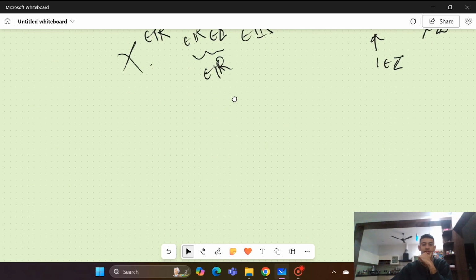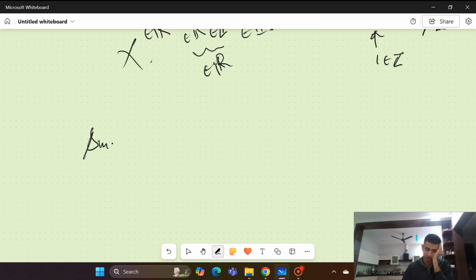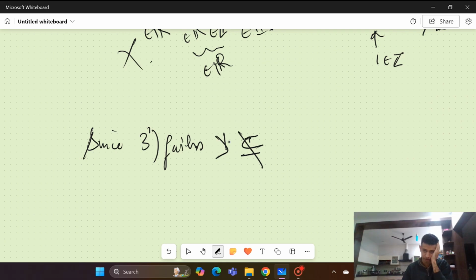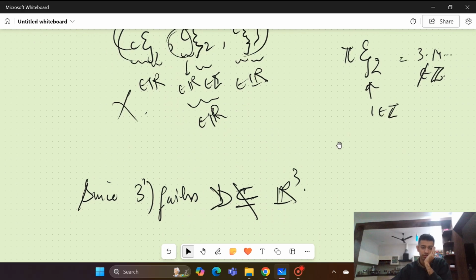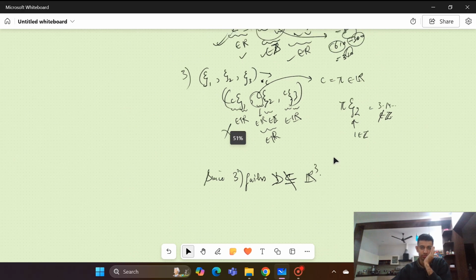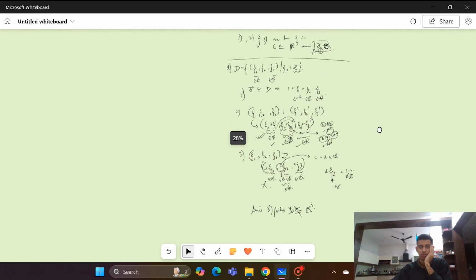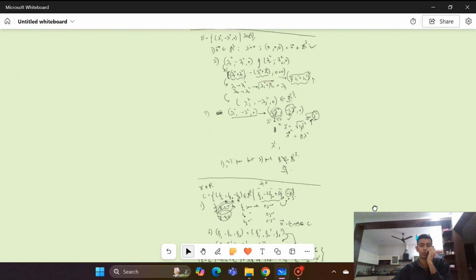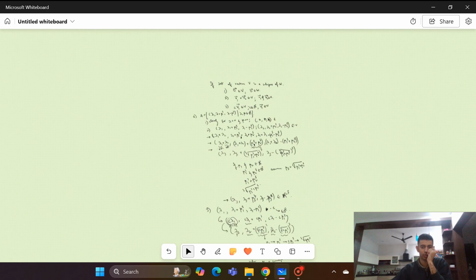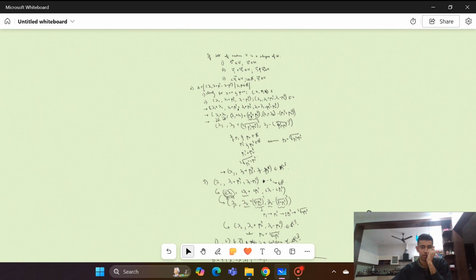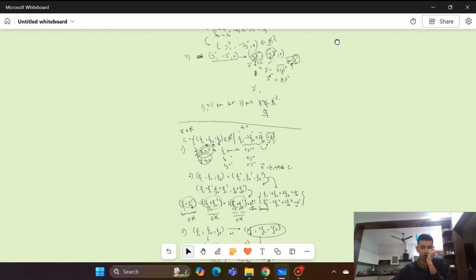And so you can say since condition 3 fails, D is not a subspace of R cube. And this is really all you need to know. We've done quite some work here. I hope this was good. But yeah, this is how you go on showing if something is a subspace of something else.